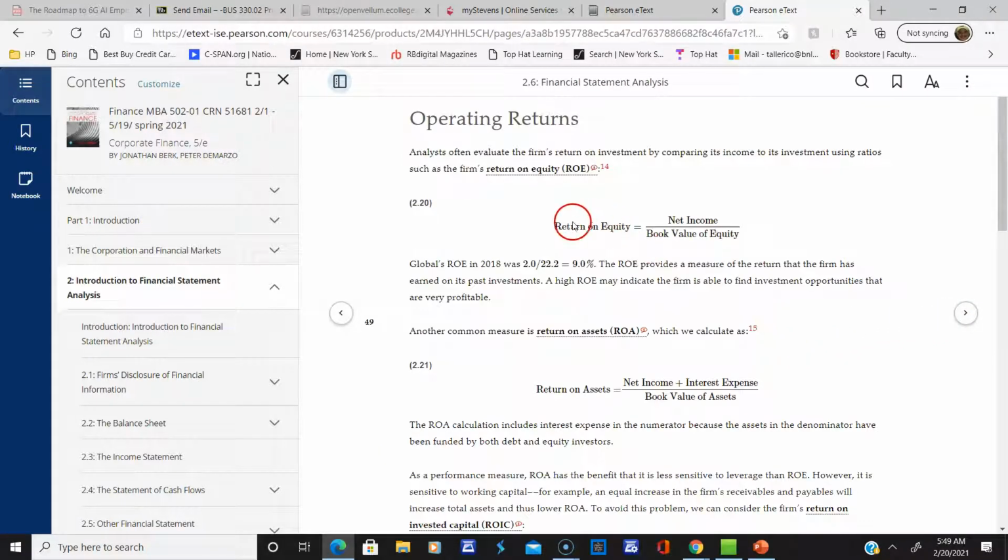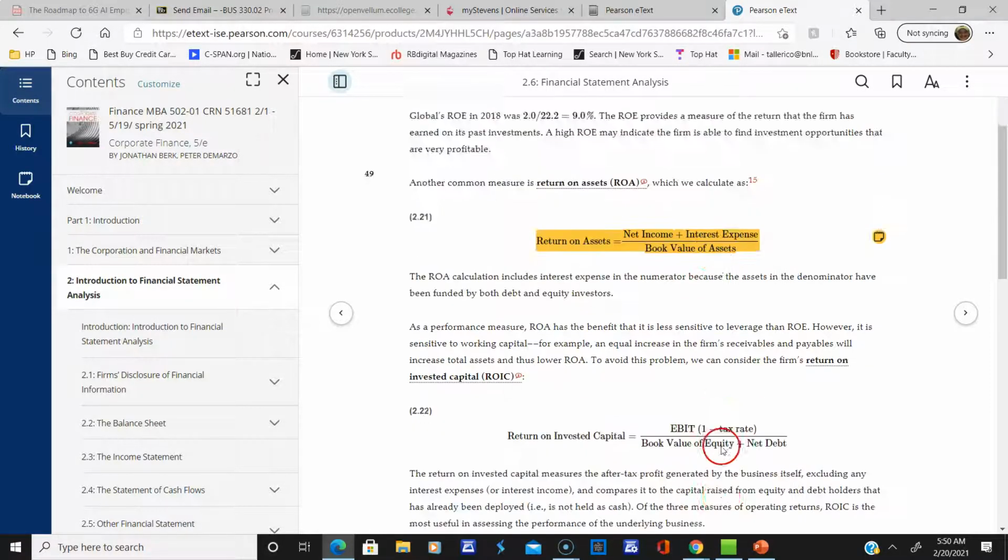All right, so we're getting toward the end. We now have the operating returns. So this is return on equity, right? Basically this is net income over the book value of equity. Net income is from the income statement, and this is the balance sheet. And then we have the return on assets, which is net income plus interest expense over the book value of assets. Again, these come off of the income statement, and this is the balance sheet.